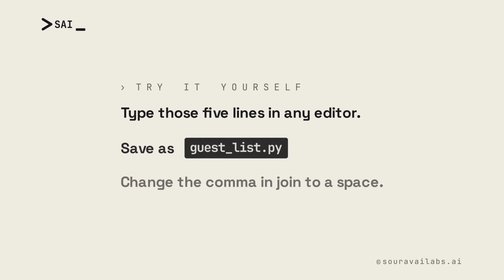Your turn. Type those 5 lines, save it as guestlist.py and run it. Then change the comma inside join to a space. The last line comes back with spaces instead of commas because that separator is yours to choose.